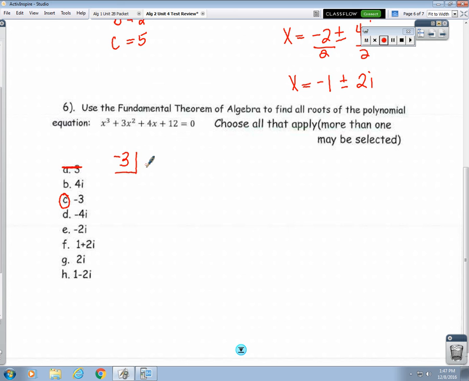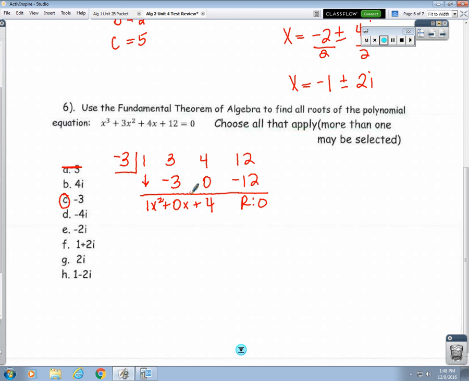Synthetic division. What numbers come down? So the 1 drops, multiplies by the negative 3 to become a negative 3, and when you add those, you get a 0. It multiplies by the negative 3 to make a 0. When you add those, you get a 4, and that multiplies by the negative 3 to make a negative 12 for a remainder of 0. So doesn't that become 1x squared plus 0x plus 4?